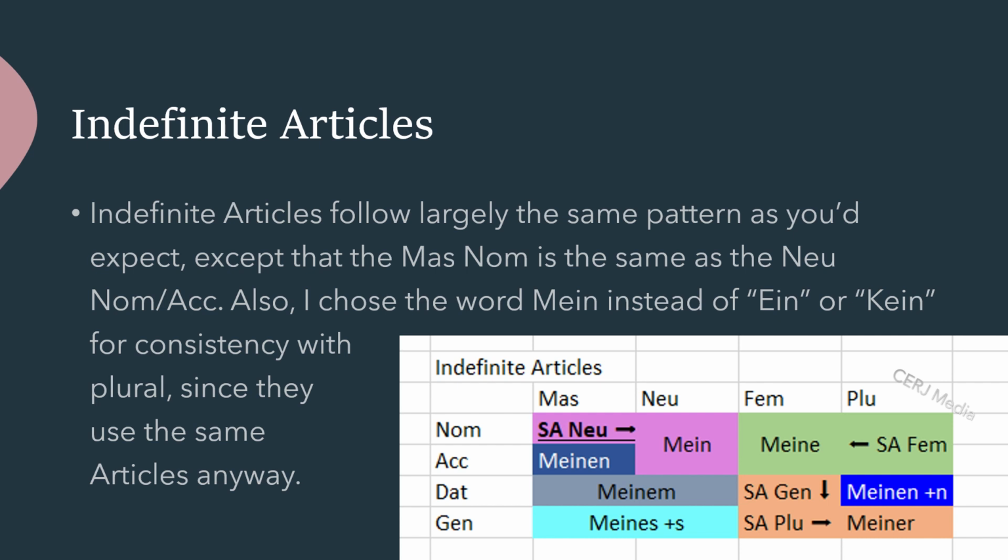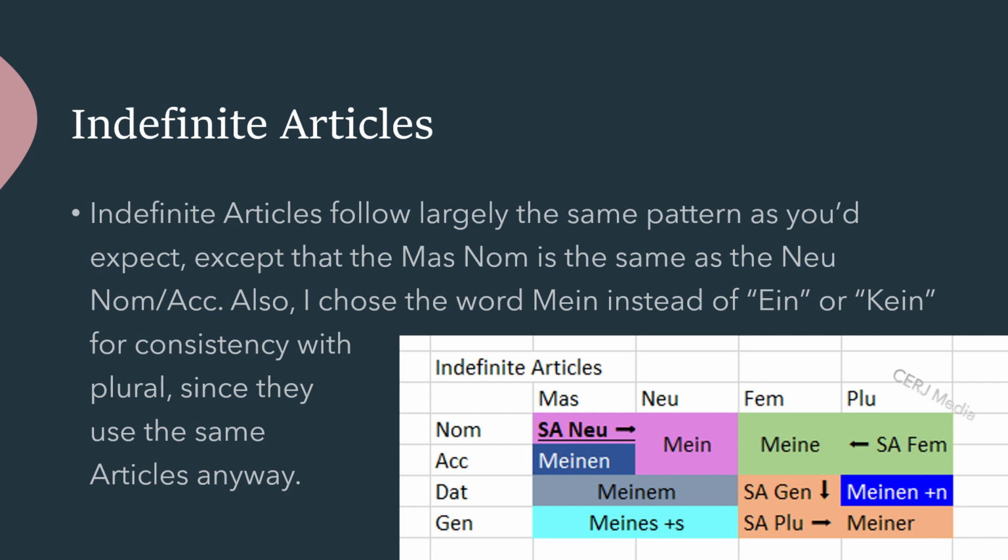But because that's an extra element that I don't want to worry about and don't want to have to go over every single time and say, well, it's technically different, because that kind of defeats the purpose of me going over everything, like the similarities between all that stuff. And because obviously for mine it is the same, that's why I chose the word mine instead of ein.